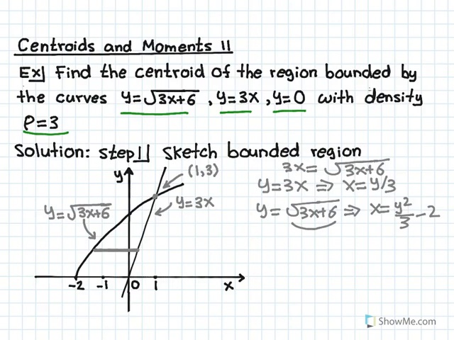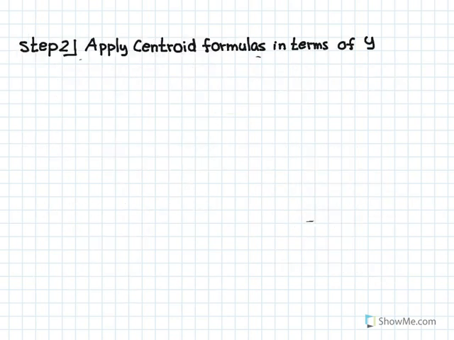All right, so we have x in terms of y. The right function, x equals f of y, is equal to y over 3. And then the left function, x equals g of y, is equal to y squared divided by 3 minus 2. And our goal is to find the centroid of the region bounded. All right, so let's apply the centroid formulas in terms of y.